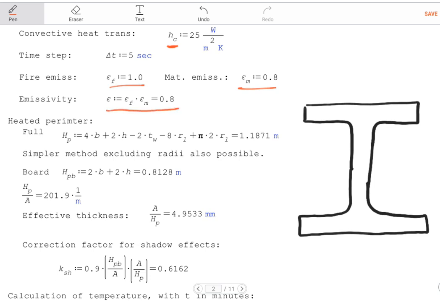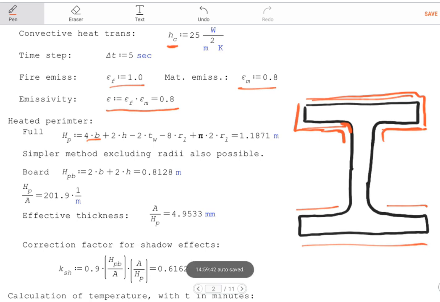Now, our heated perimeter, we first need this, and this is an incredibly important parameter when we're looking at our heated perimeter over area, our section factor. So for the heated perimeter, our full perimeter is all the way around the section. I've done a more detailed calc here, including these corner radii. So this would be 4 times the breadth. So that's top, breadth, and bottom.